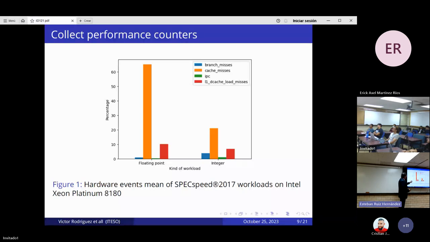Here is the total amount of branch misses in blue, cache misses in orange, IPC in green, and L1D cache load misses in red. So we can see very good first results from here. The floating point operations have, and this is related to the state of the art, a higher amount of cache misses compared to the integers. However, the branch misses were a surprise: they are higher on the integer workloads. Instructions per cycle were about the same, as were L1D cache load misses, although floating point was slightly higher for floating point.